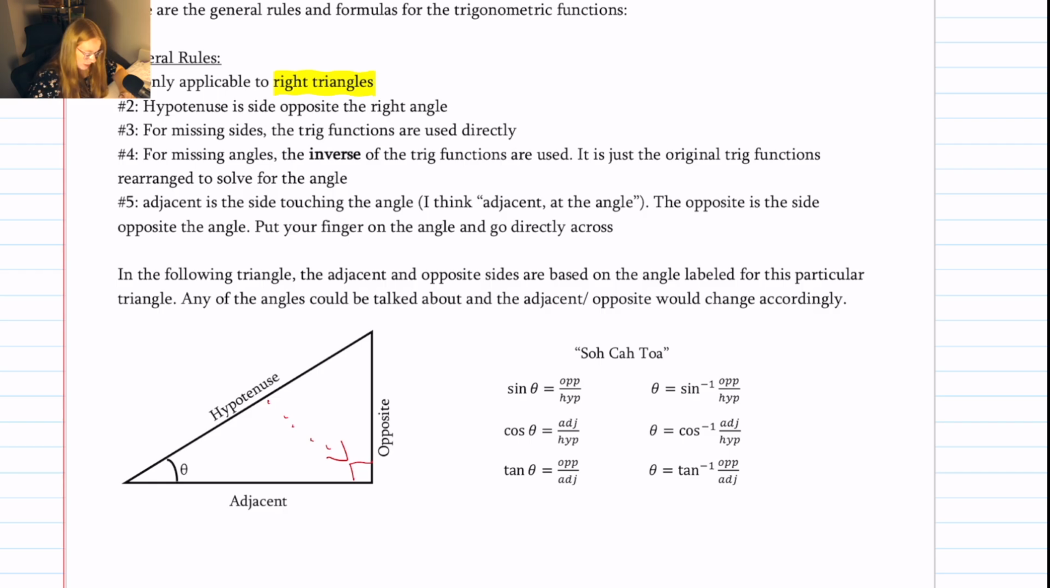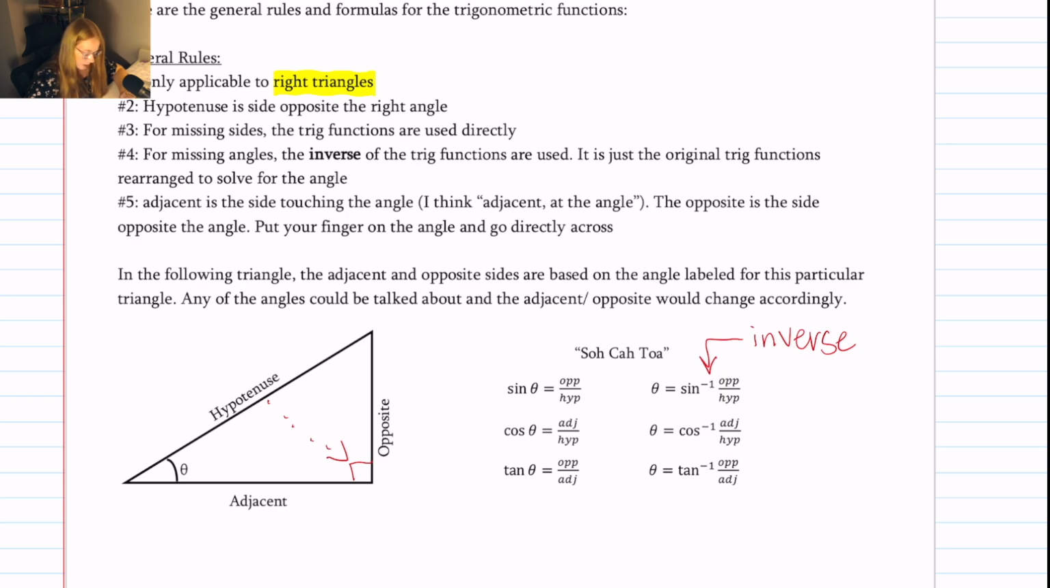Now, if you're missing a side, you're going to use the trig functions directly, so you're going to use the sine, cosine, tangent. But if you're missing an angle, you are going to have to use the inverse of the trig function. What that looks like is this list right here on the right-hand side, where it's sine to the -1, cosine to the -1, and tangent to the -1. And I'm going to explain where those inverse trig functions come from in just a second.